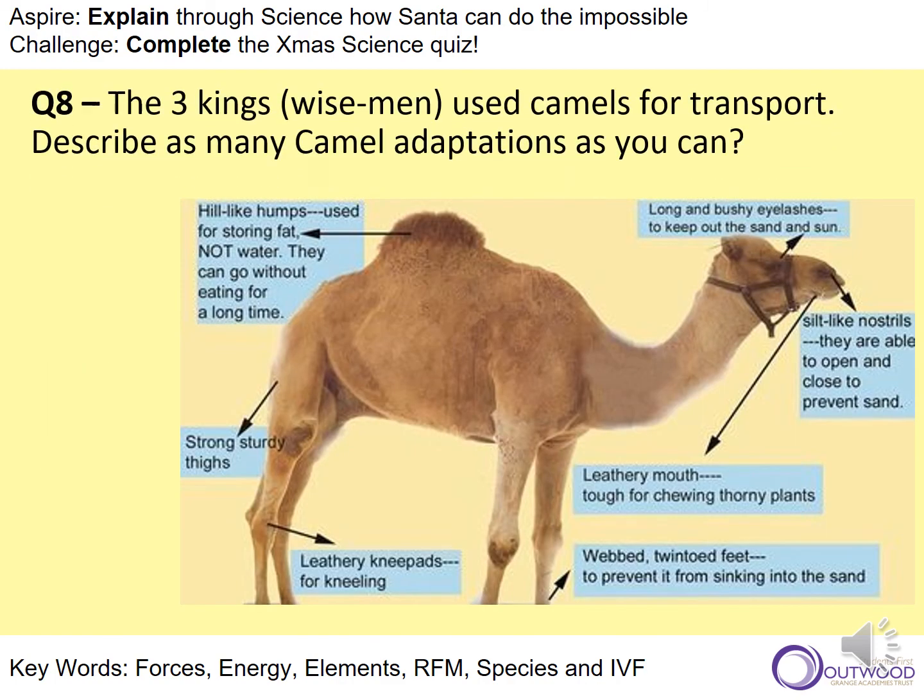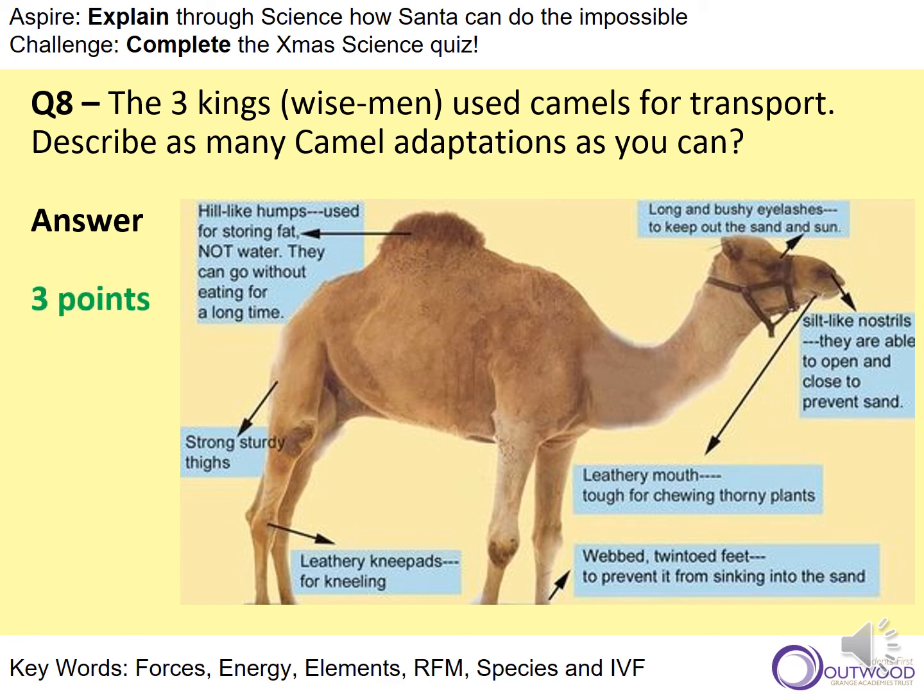Question number 8. The 3 kings or wise men used camels for transport. Describe as many camel adaptations as you can. So here we go. We've got a camel, and you can get any one of these. There's 3 points max, so any 3 of these.